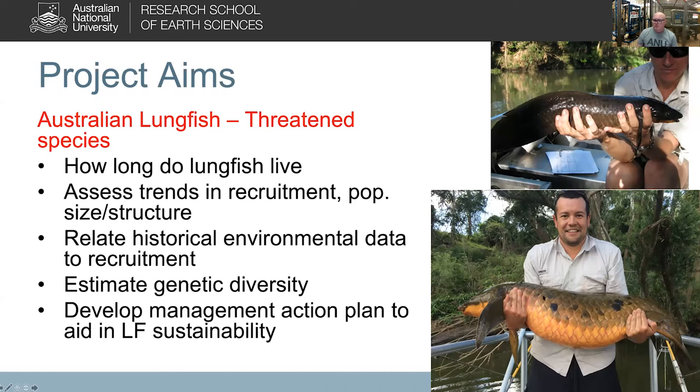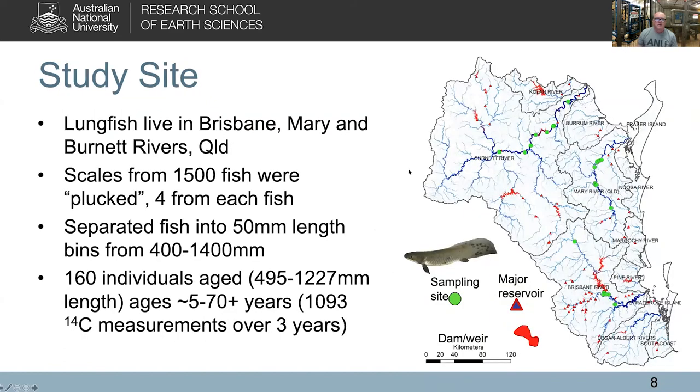Here's quite a large lungfish. And what you can see on here are their scales. And then this is a juvenile lungfish. So the lungfish live in southern Queensland, in areas in the Brisbane River. And then if you go further up to the Mary River, this is Fraser Island up here in Queensland, and then off of Brisbane as well.